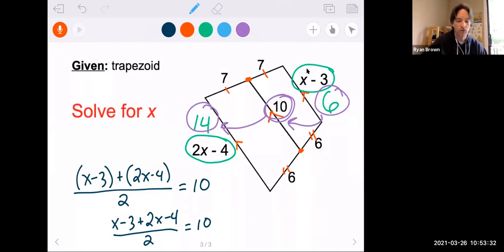There you go, folks. There's a great introduction to trapezoids and kites. Kites are pretty neat, but as you see, trapezoids are much more complex and have lots of things with them.